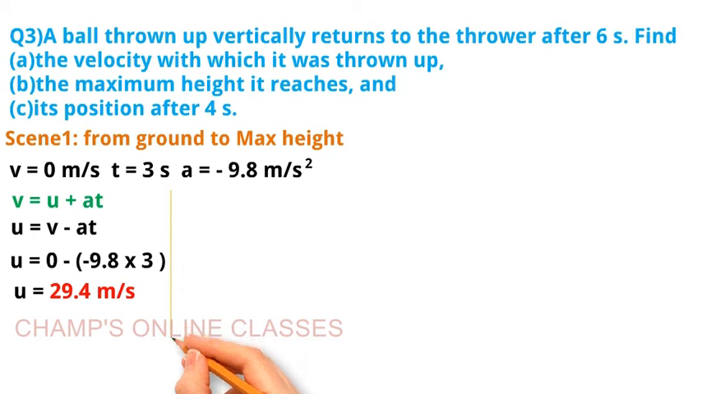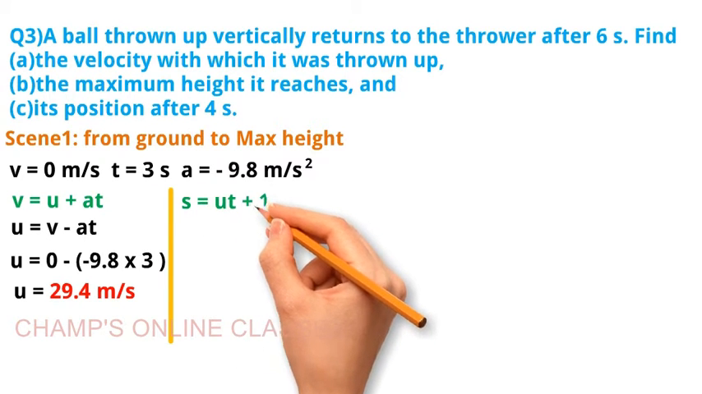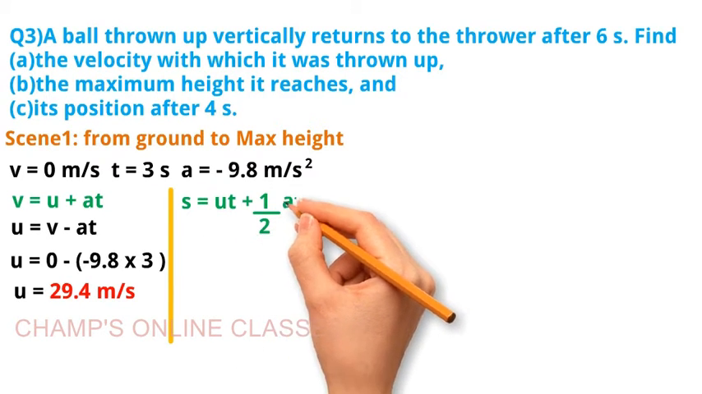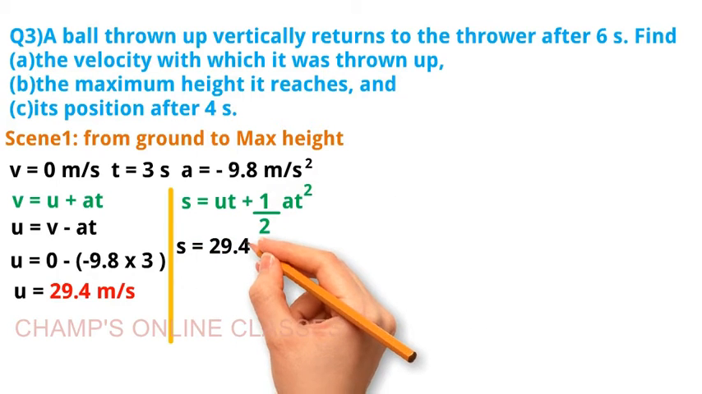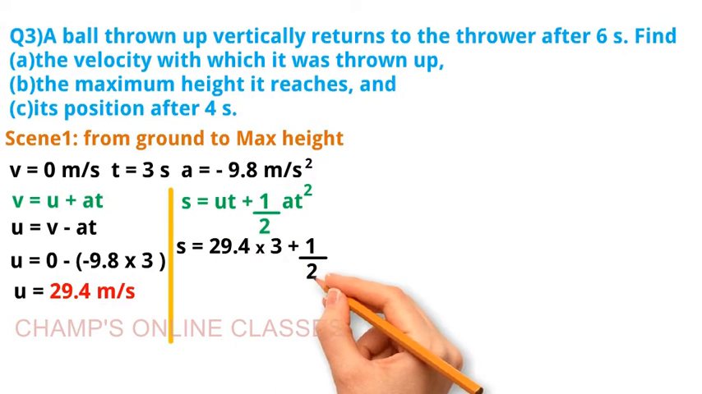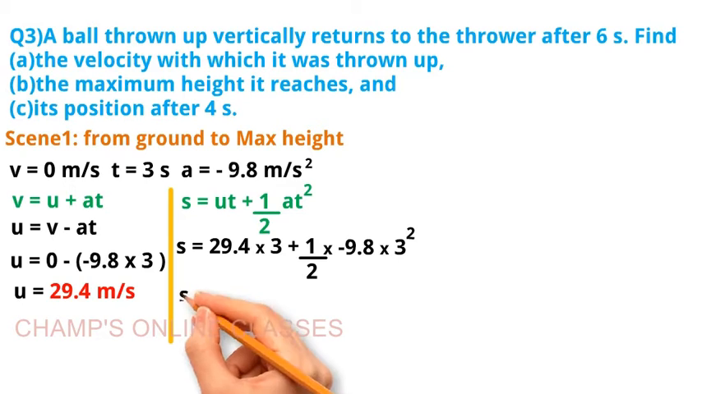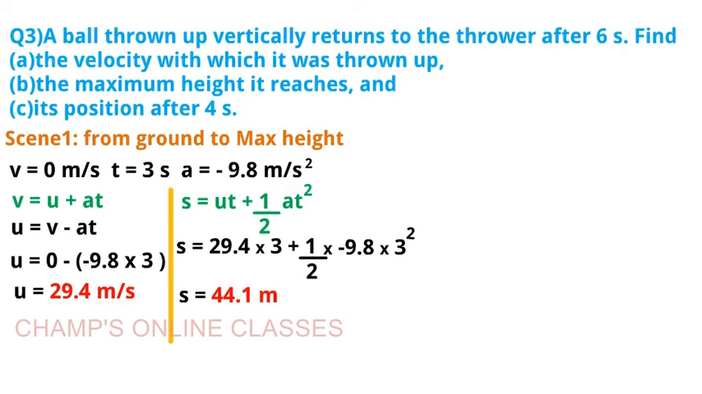To calculate the maximum height it reaches, we will be using the second formula of motion, which is s is equal to ut plus half at square. Put all the required values and after calculating we get s as 44.1 meters.